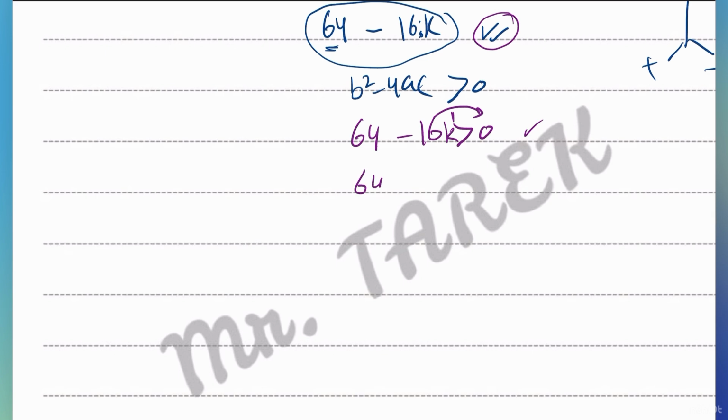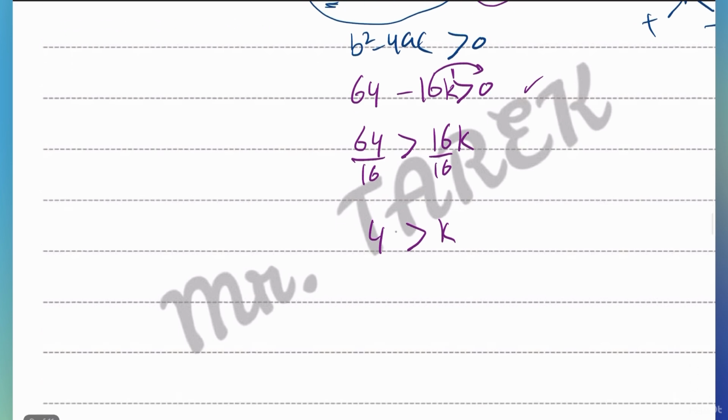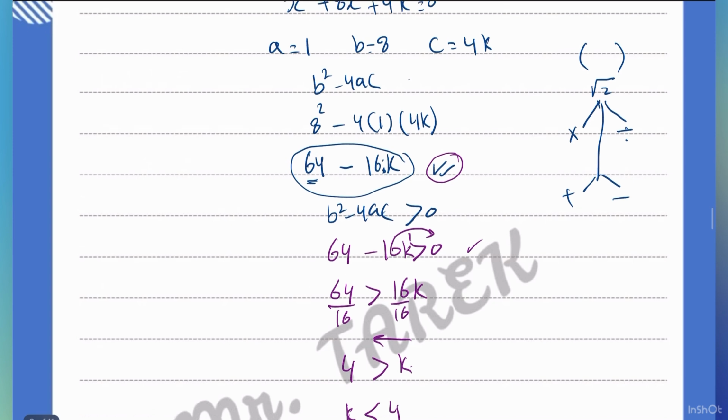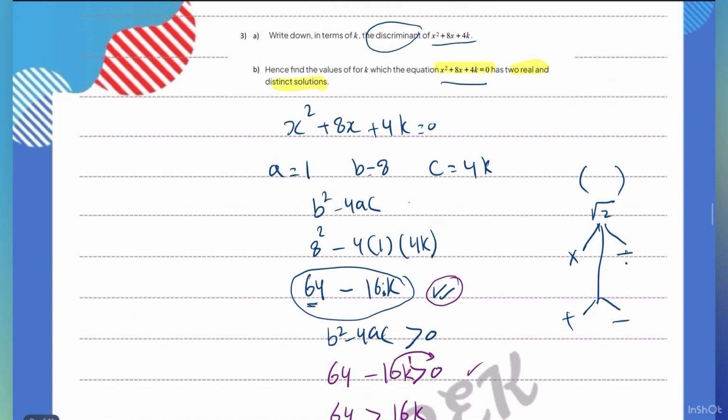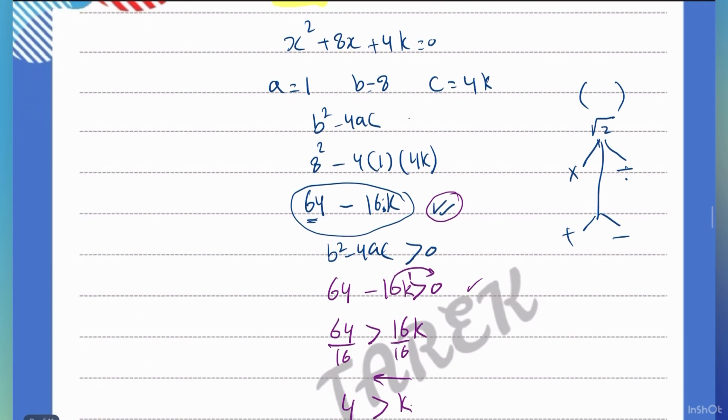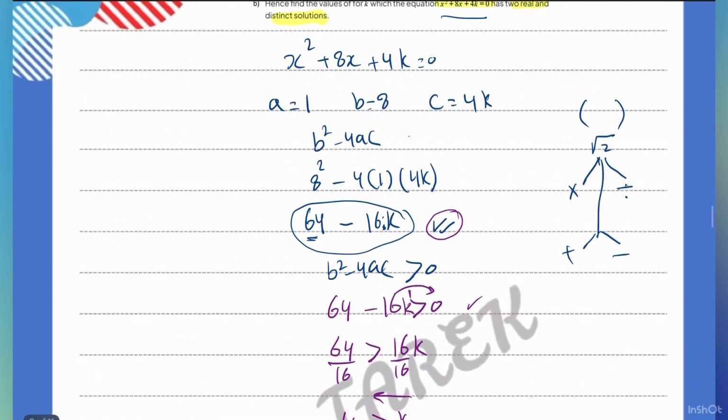So we come up with 64 larger than 16k, divided by 16 here and divide by 16 there. That gives 4 larger than k, which means k is smaller than 4. So all the values of k smaller than 4, from 3 down to negative infinity, if you substitute them in this inequality, make the equation have two real distinct solutions. And this is the last of the answer.